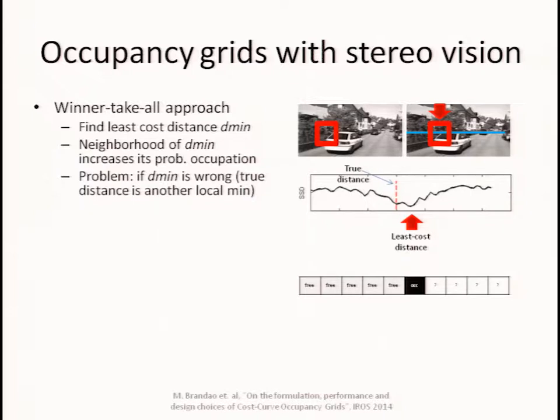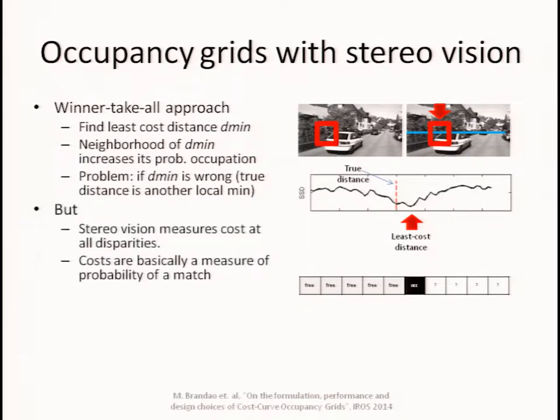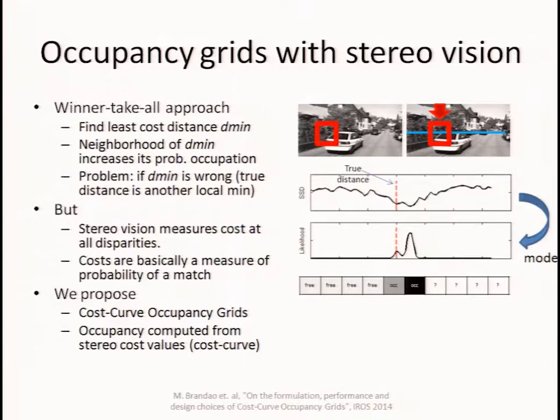However, stereo vision already measures the cost at all disparities, and costs are basically a measure of probability or the likelihood of that match. So what we propose to do is to use these costs themselves, to use each cost to compute the occupancy of each cell, and we call this approach cost curve occupancy grids.